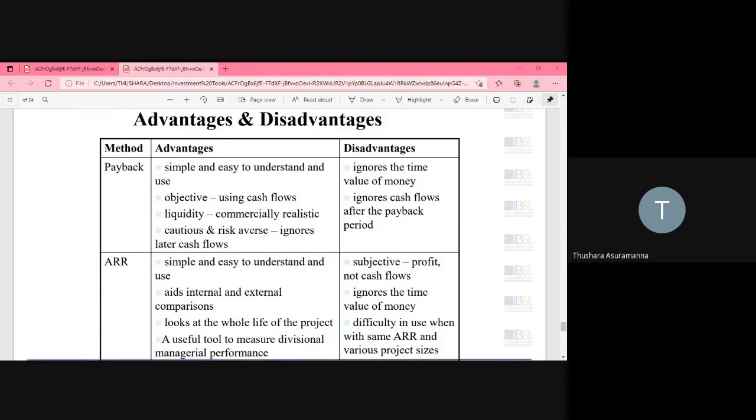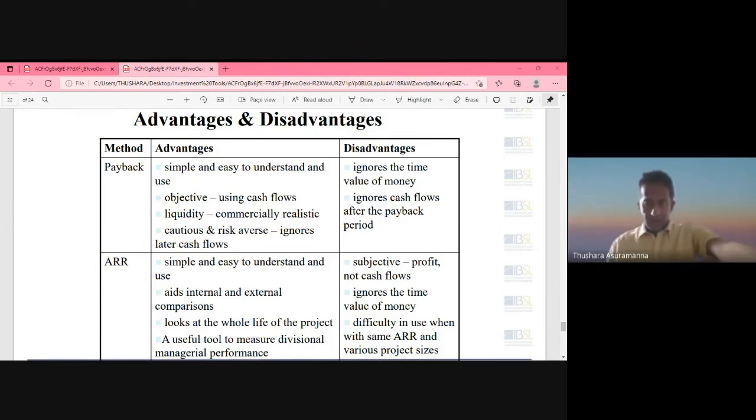Right, then we move to the ARR. What happens here? Again, simple and easy. It's used for both internal and external comparison, performance indication, performance measurement. It takes the total life of the project. It takes different concepts like profitability and investment, and is useful for comparing divisional performance, because ARR is profitability versus investment, like return on investment. These are the advantages.